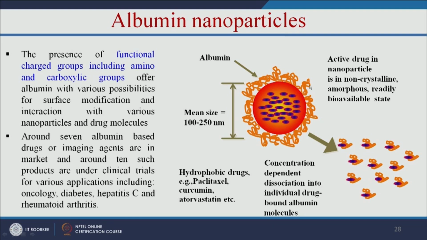So we can make the albumin nanoparticles with a size of 100 to 250 nanometer, and here the active drug in the nanoparticle is in non-crystalline, amorphous form. Okay. So it is a readily bioavailable state, and mostly we can load hydrophobic drugs into the hydrophobic packets of these albumin nanoparticles. Examples are paclitaxel and curcumin.